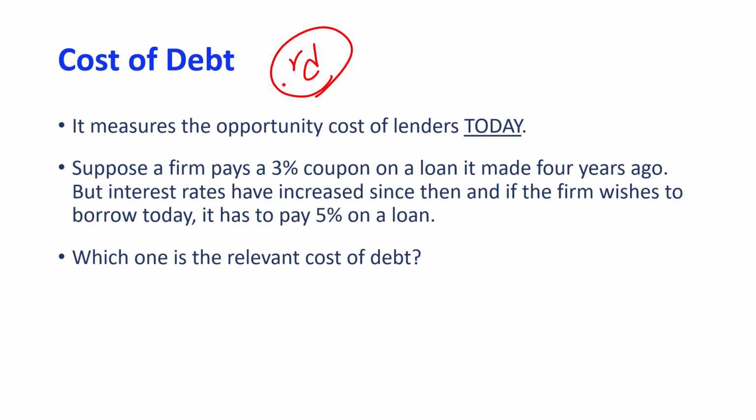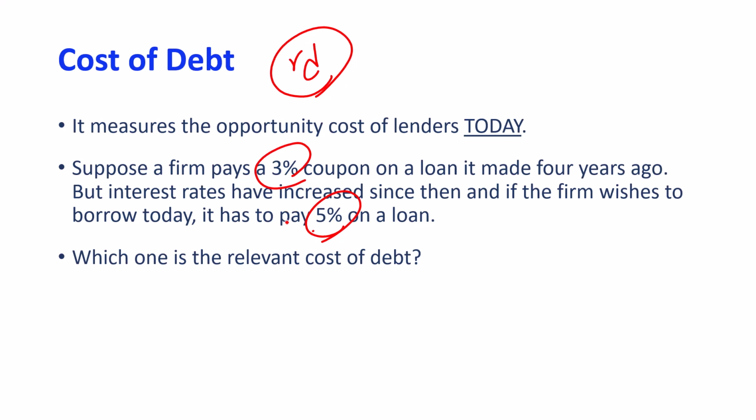Suppose a firm pays a 3% coupon on a loan it made 4 years ago, but the interest rates have increased since then, and if the firm wishes to borrow money today, they have to pay 5% on that loan. So which of these two is the relevant cost of debt for our estimation of the cost of capital? The historical cost of borrowing or the marginal cost of borrowing today?